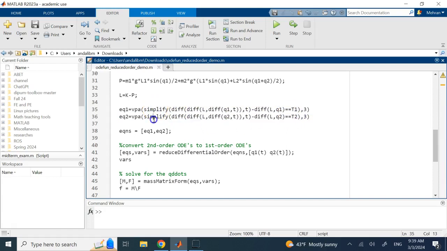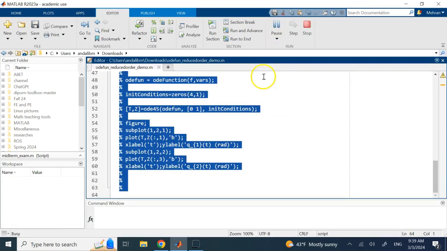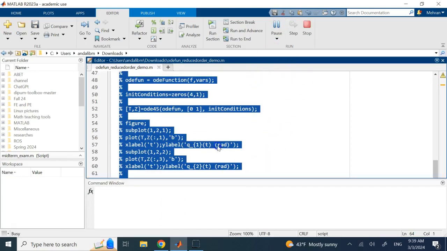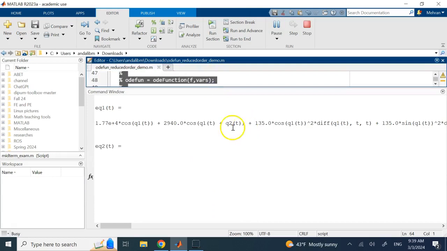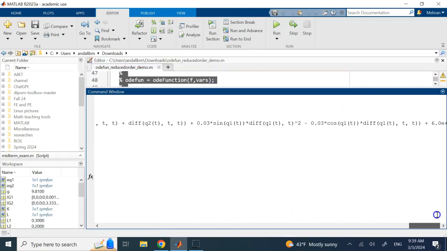I simplify them, and then I convert all of those big fractions that you get from the symbolic solution into numerical numbers using VPA and 3 digits. So I get equation 1 and equation 2, right? Let me first show you this part so you see what I'm talking about. If I run this for you, you should get your equation 1 and equation 2. There we go. That's equation 1. This is equation 2. Now equation 1 is, of course, a large equation.